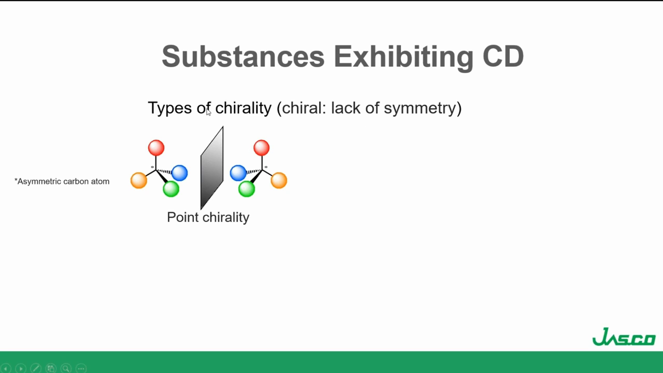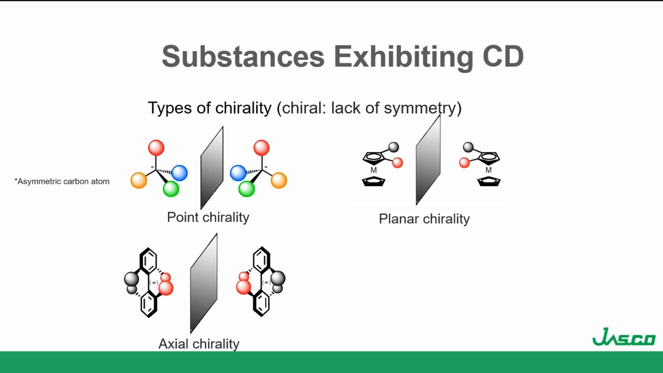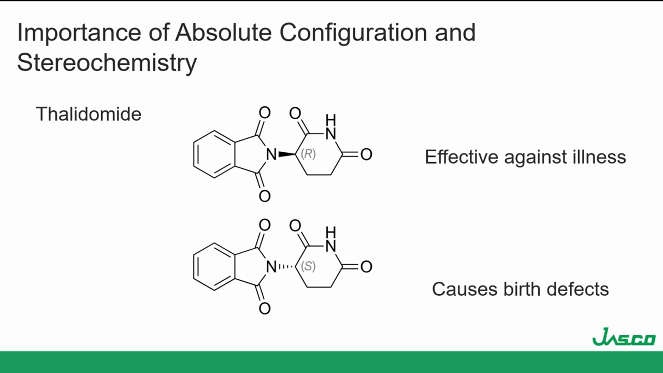There are different types of chirality, and this point chirality that I'm presenting now is the case of L-alanine. Also, we can have a different type of chirality, like planar chirality involving front and back sides, axial chirality associated with a rotation about a particular axis, and helical chirality associated with helical structures. So why the importance of the absolute configuration and stereochemistry? One of the famous historical cases is thalidomide, where one enantiomer, the R, is effective against illness, and the other, the S enantiomer, can produce birth defects.